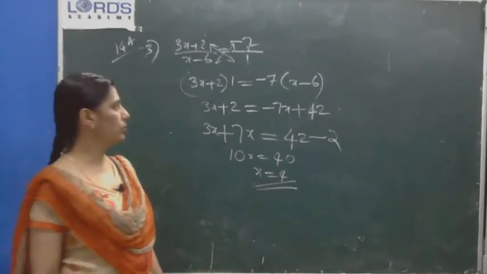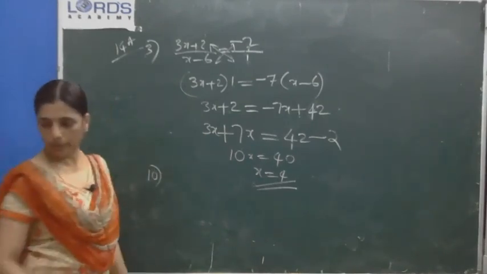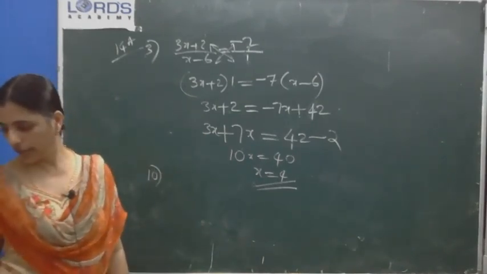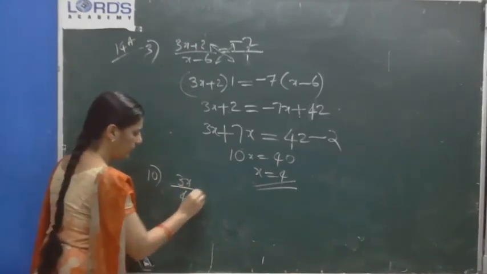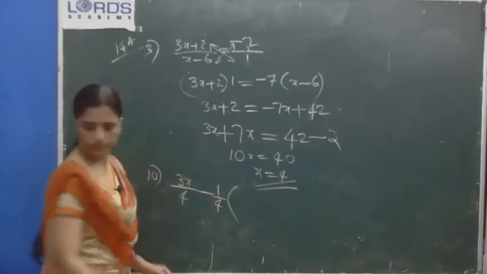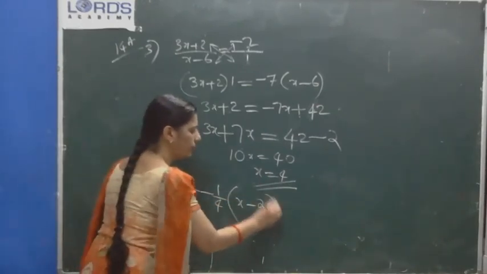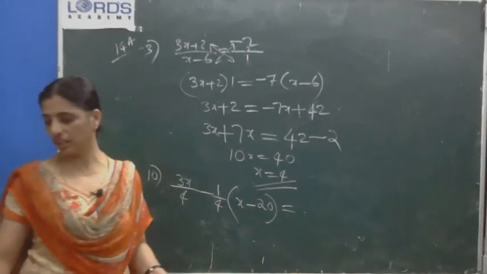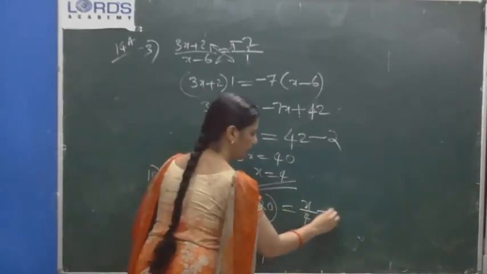Next we are doing question number 10. Those who finish this one, write question number 10. 3x by 4 minus 1 by 4 into x minus 20 equal to x by 4 plus 32. Maximum questions you do from this chapter, okay? So next year it will be very easy for you.